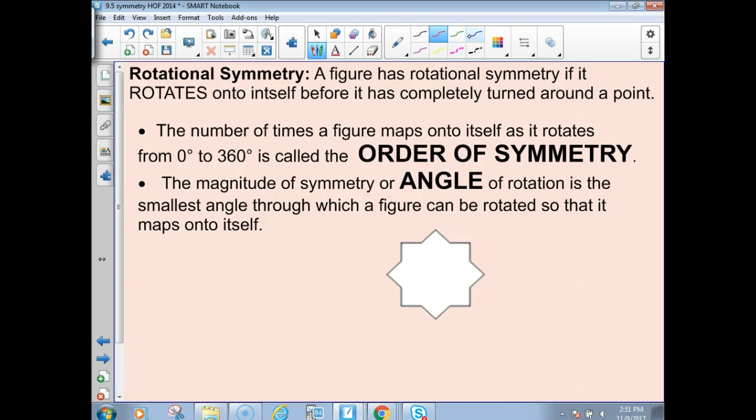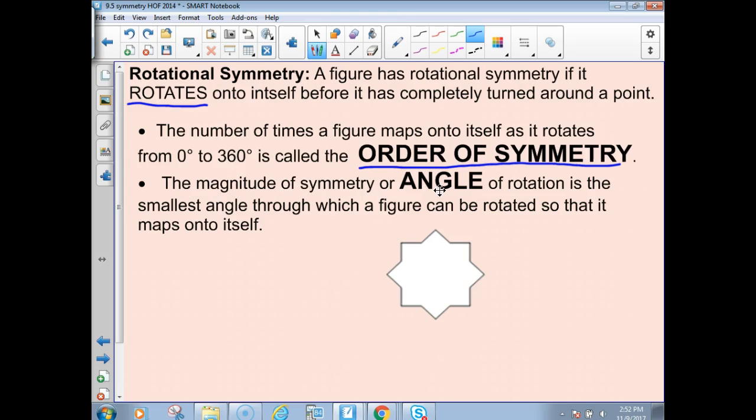Okay, so now we're going to talk about another type of symmetry that you might not have been aware of, which is rotational symmetry. A figure has rotational symmetry if it rotates onto itself before it has completely turned around a point. So anything can be turned around 360 degrees and it's going to land on itself, all right? But if it has an angle before 360 that it will land on itself, then it has rotational symmetry, and then you're going to figure out what that angle would be. Bryce? Hello? The number of times the figure maps onto itself as it rotates from 0 to 360 is called the order of symmetry. You have some things to fill out.